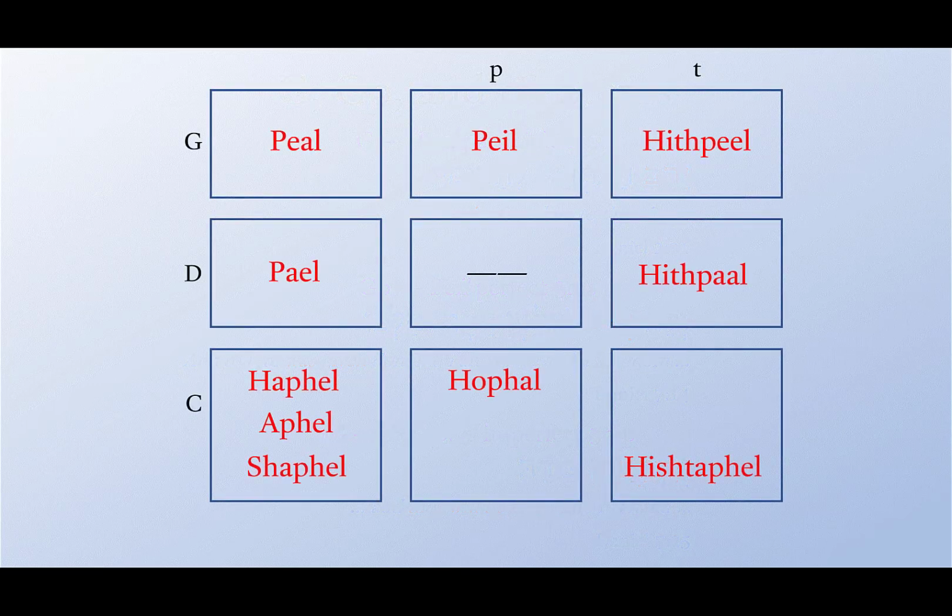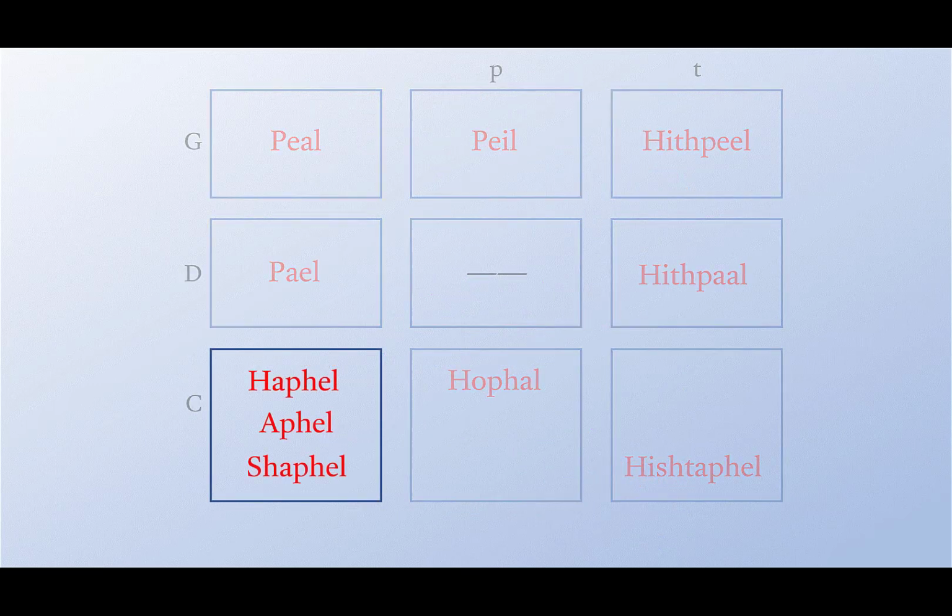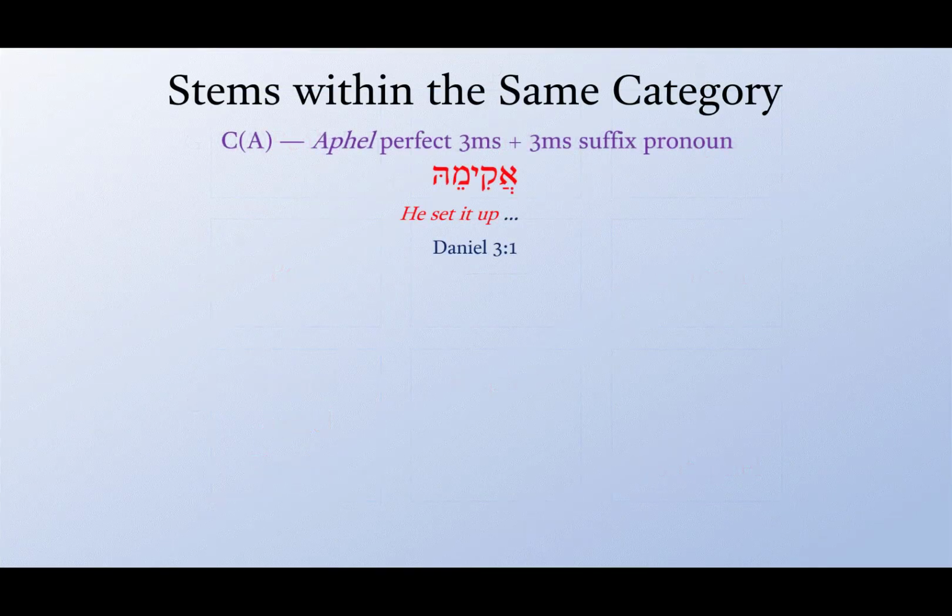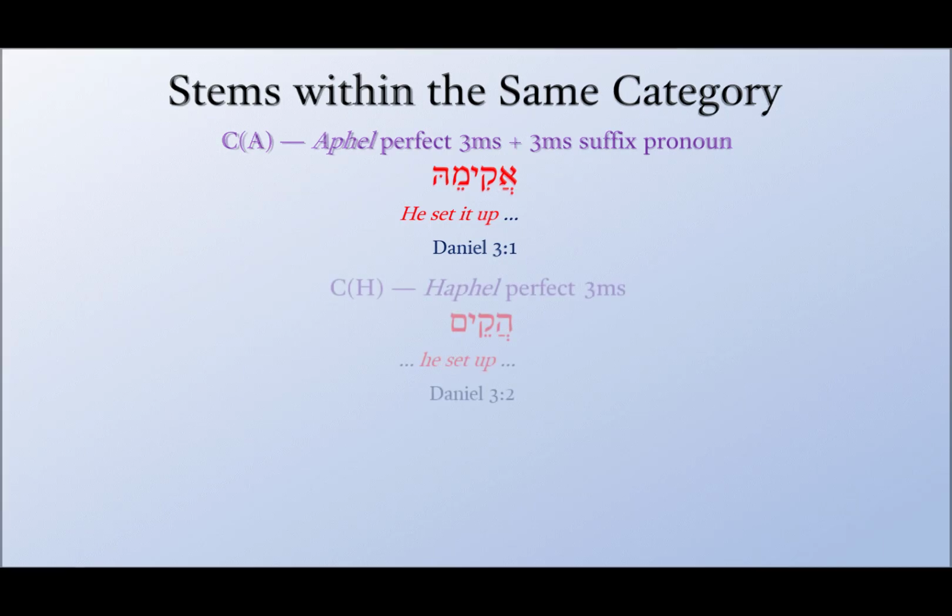Now, having discussed passive and reflexive, next I want to focus in on the causatives. Stems within the same category, just finally to show that there really is no meaning difference. So I'm calling Aphel the C with A in parentheses to make sure we understand that this is the aleph prefix, not hey prefix, Aphel. And this particular use in Daniel 3:1 is he set it up, and you can see the suffix pronoun there attached on the end. You can also very clearly see the aleph prefix.